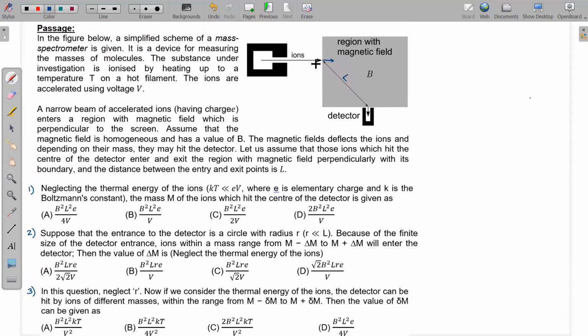यहाँ पर देखिए, जब ये आयंस एंटर कर रहा है, let us say that the ions enter with a speed v. ठीक है. So हम यहाँ पे बोल सकते हैं कि in the first part we are neglecting the thermal energy. So the energy gained due to the accelerating voltage V can be given as E into V, and this energy will appear as the kinetic energy of the ions, which is half m v square. So m is the mass of the ions. So this is our first equation.